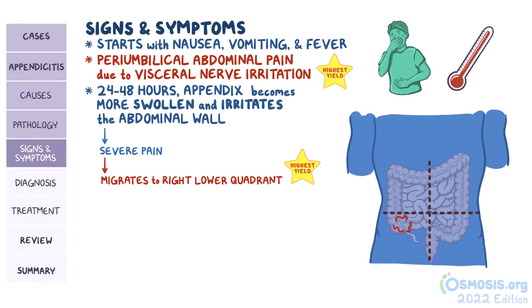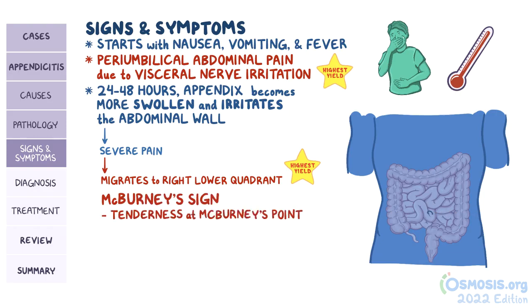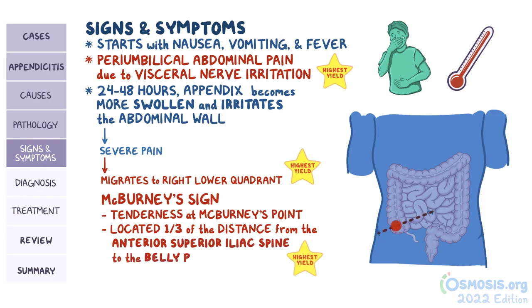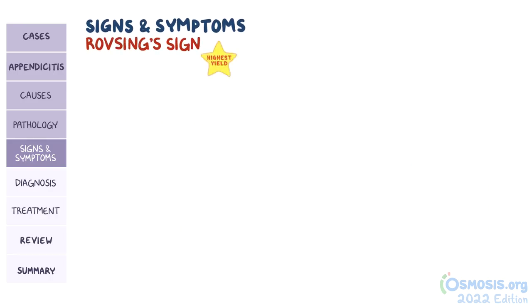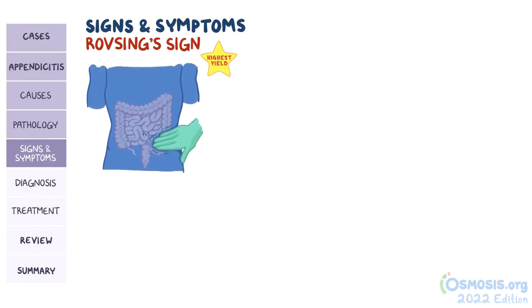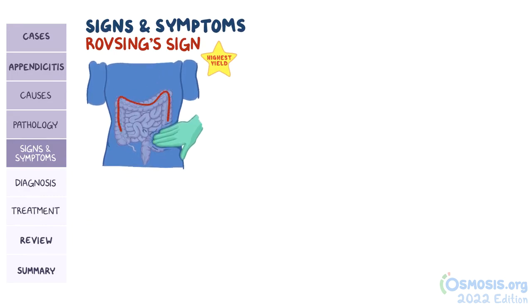Also, it's a good idea to memorize some of the classical signs of this disease. First is McBurney's sign, which is tenderness at McBurney's point, which is located 1/3 of the distance from the anterior superior iliac spine to the belly button. Another sign is Rovsing's sign, which is palpation of the left lower quadrant and moving along the path of the large intestine towards the right.